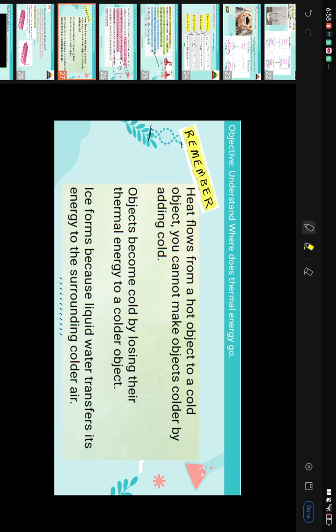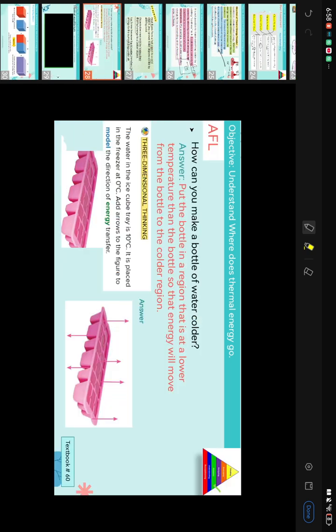To remember, heat flows from the hot object to the cold object, so objects become cold by losing their thermal energy. Ice forms because liquid water transfers its energy to the surrounding air in the freezer. So when we put water here, the heat flow will be from the water to the freezer.